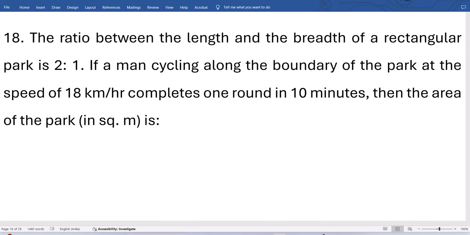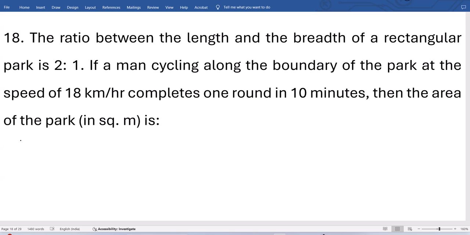The ratio between the length and breadth of a rectangular park is 2 to 1. Length is double the breadth. Length is twice the breadth. A man cycling along the boundary of the park at a speed of 18 km per hour completes one round in 10 minutes. Good question involving time and distance for this area's concept.